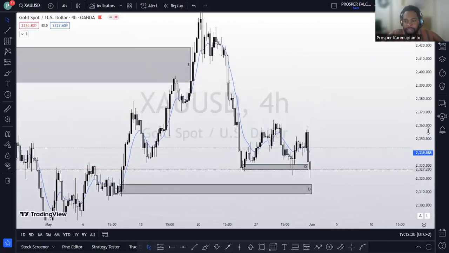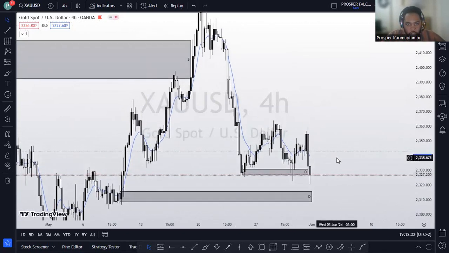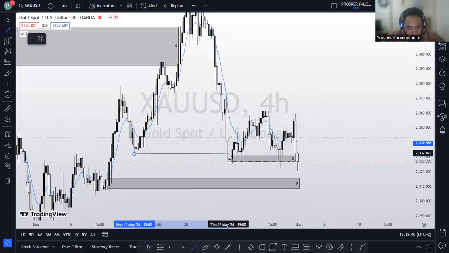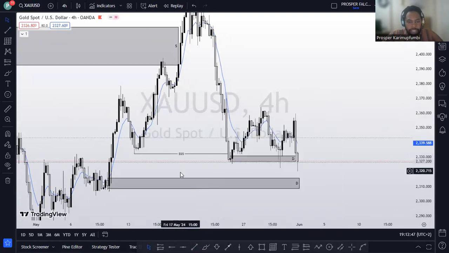So coming back to the reason why we're looking at a sell here, this is what I paid attention to. When gold did push to the downside, I observed that it came to grab some liquidity. There was a liquidity sweep there, and then it started giving more buys.